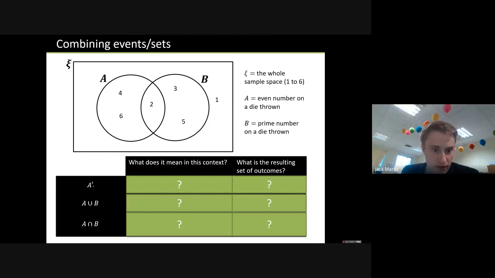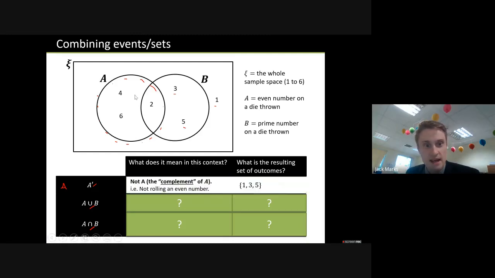Notation then. So we have the complement, the union, and the intersection. What do they each mean? Well, the complement is probably the newest to you. If A means the probability of A or the outcome A, then A with this little dash means not A. So you look at A and then take everything that's not inside A. That would be 3, 1 and 5, for example. So everything that's not in A. A was even, so not even.